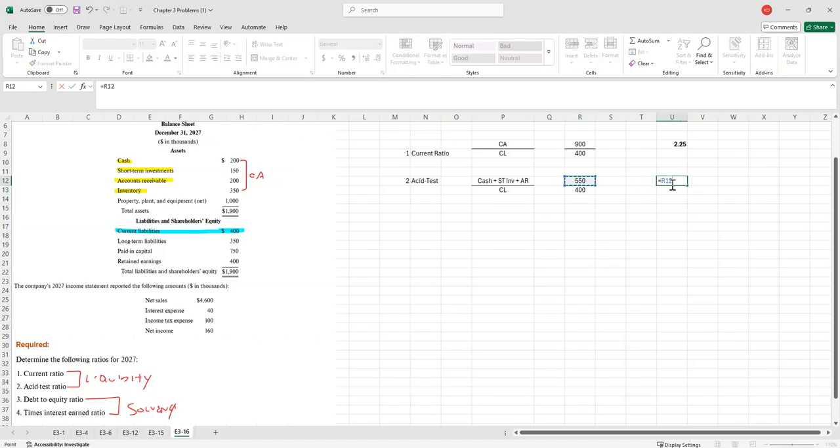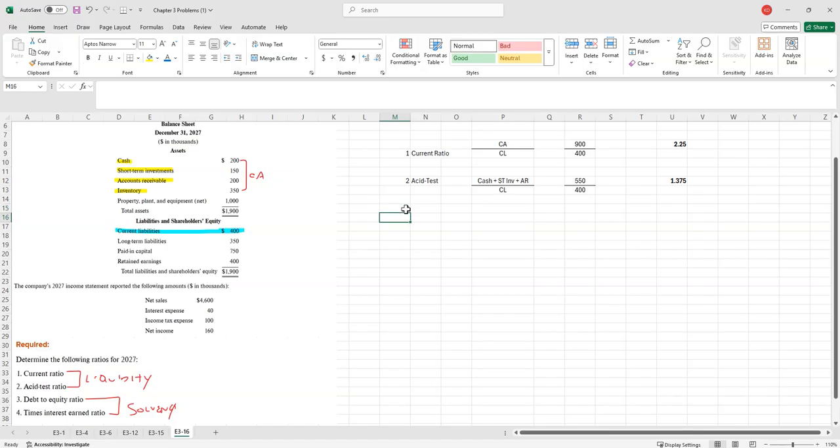Accordingly, the numerator divided by the denominator, we are looking at 1.375 for the acid test ratio. Whether that's good or bad, I don't know. Part of what I'd have to see is what other companies have for that. Okay?